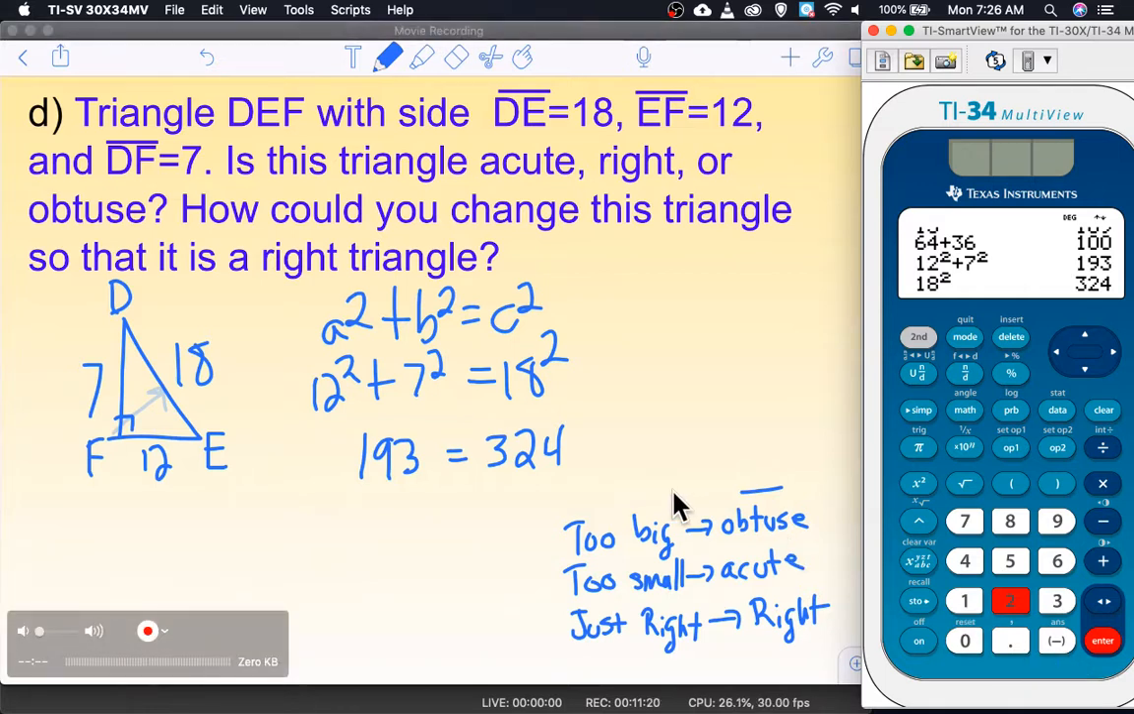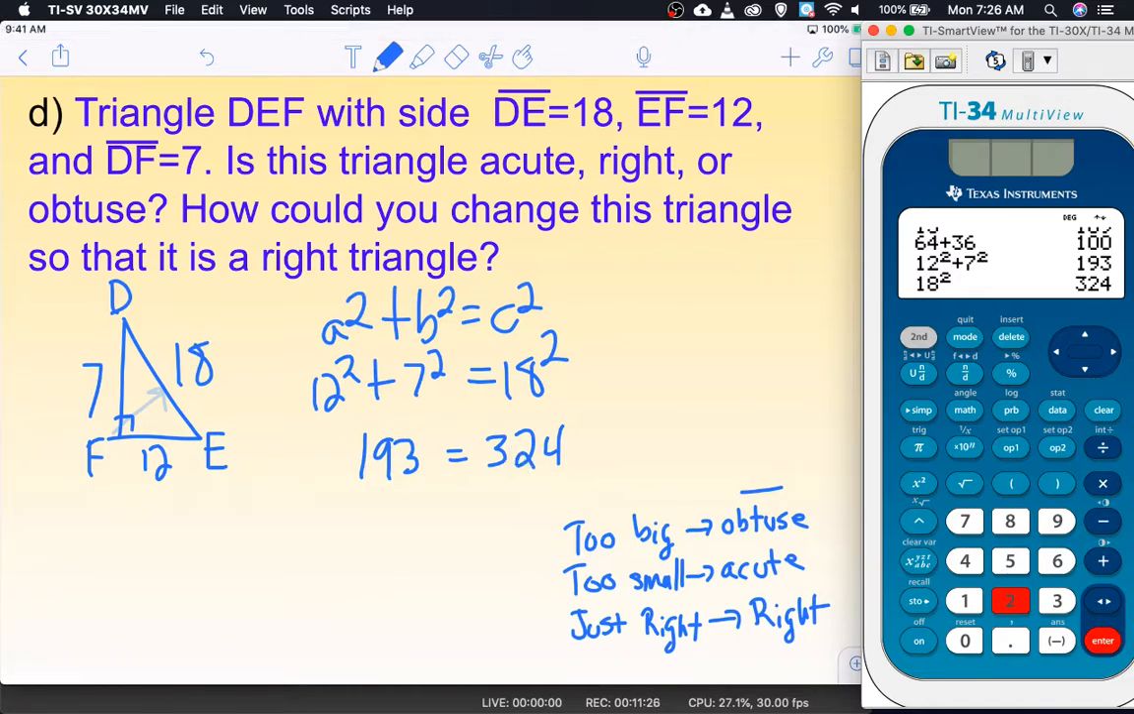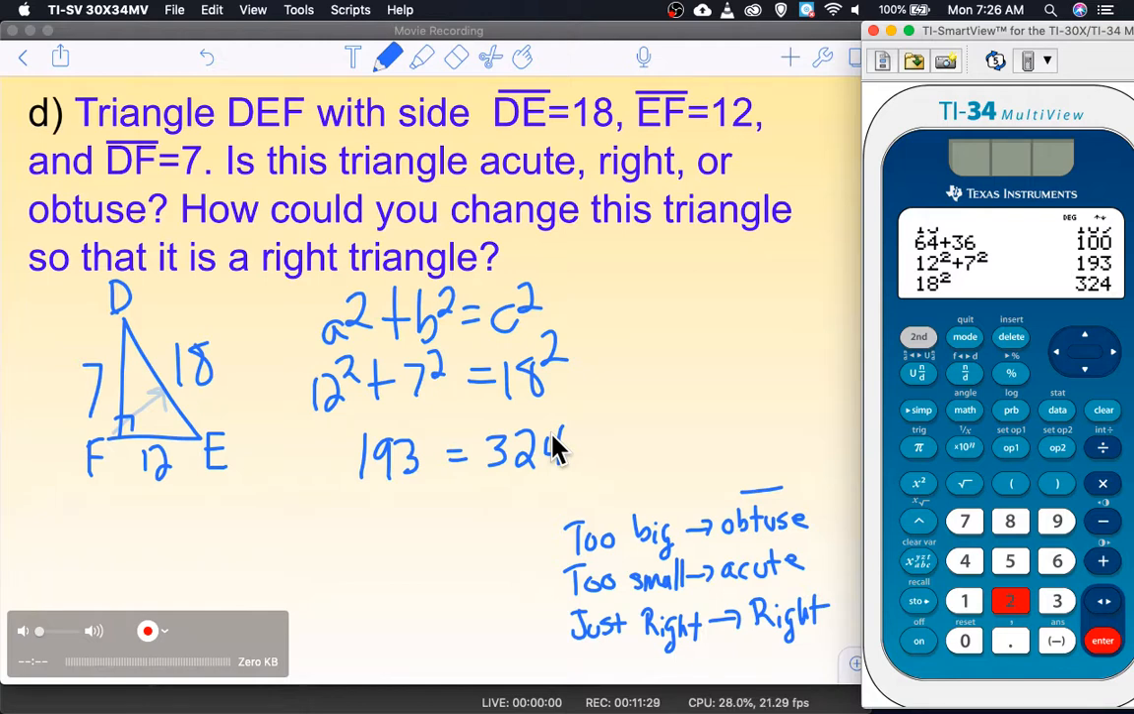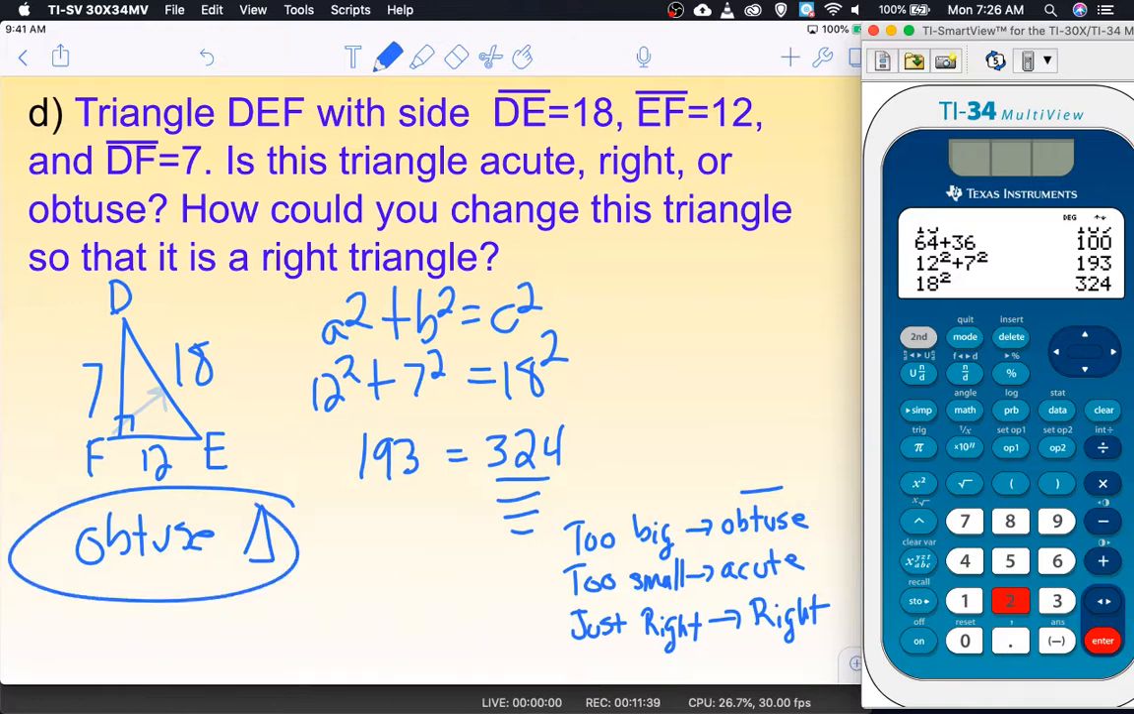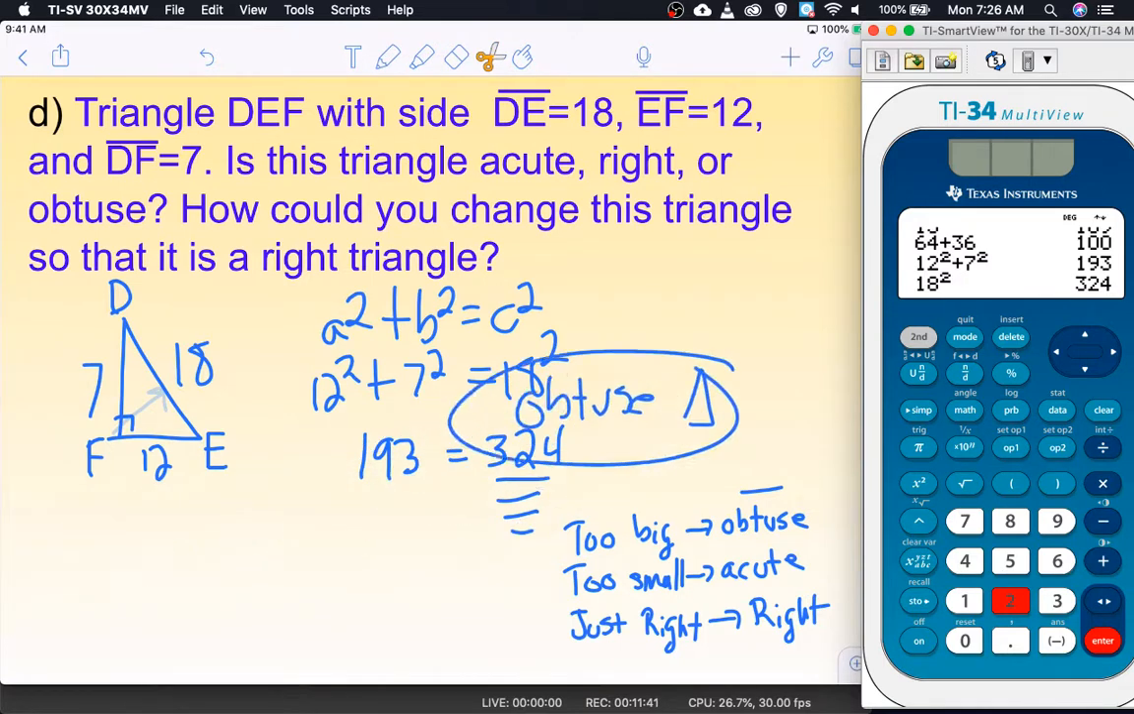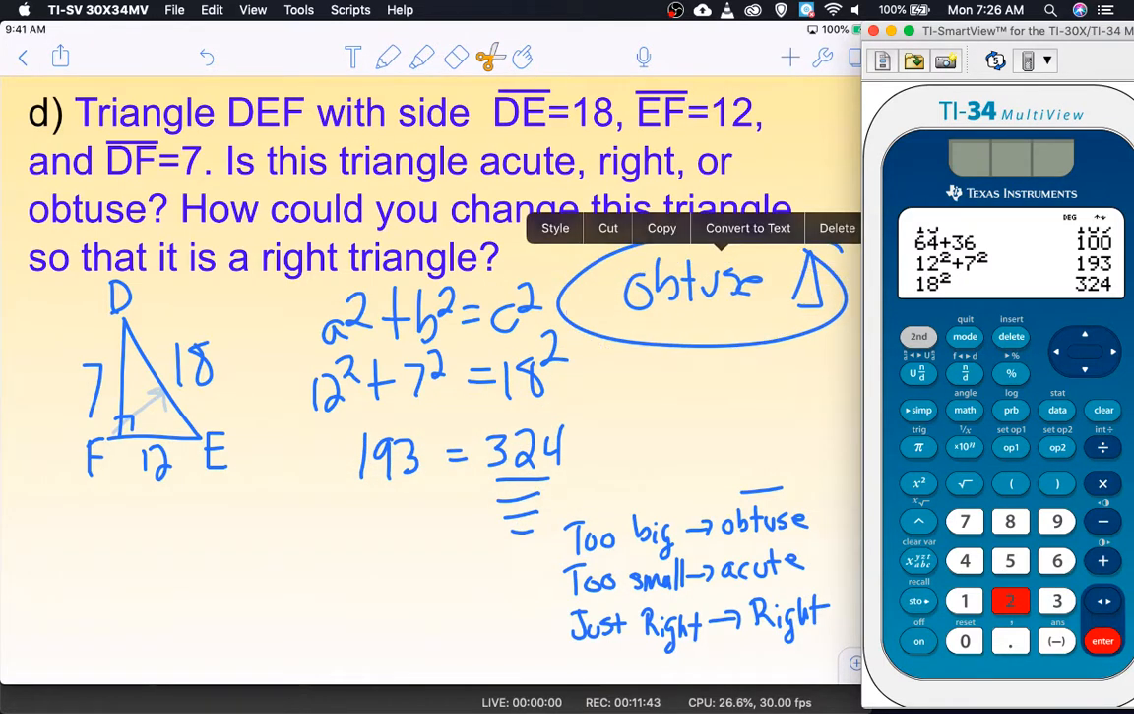So this is obtuse. It is very obtuse. My hypotenuse, my longest side, is way too long. So this is an obtuse triangle. Actually, I'm going to move him because I don't want the answer there. I need that space for work. So there's the first part of my answer. It is obtuse. And hopefully you found that to be true as well.